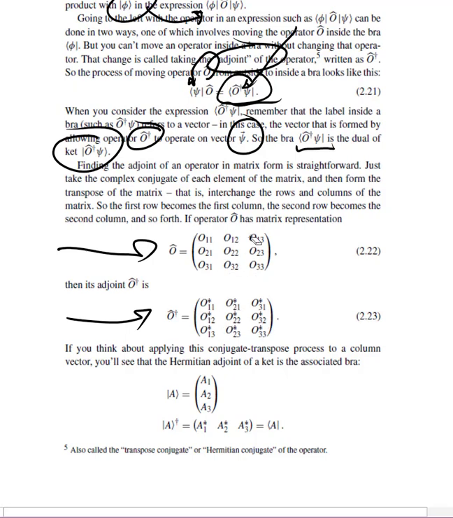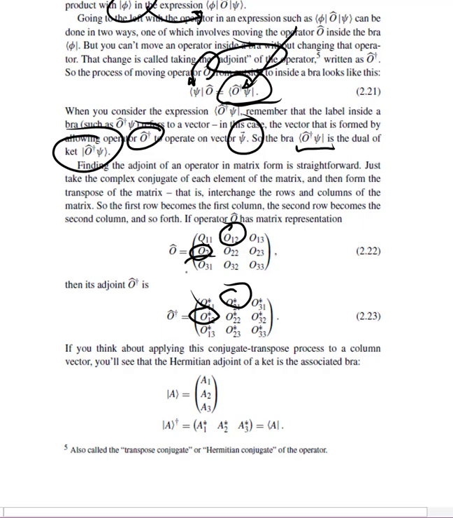All right, another little cleanup. What about the off-diagonal elements? Well, it must be true that O21 is equal to O12 complex conjugate. Likewise, O12 must equal O21 complex conjugate. So for the off-diagonal elements, each one must equal the complex conjugate of the corresponding element on the other side of the diagonal.